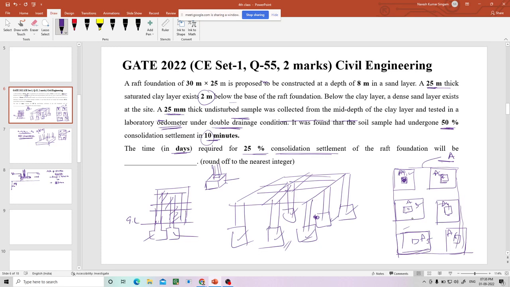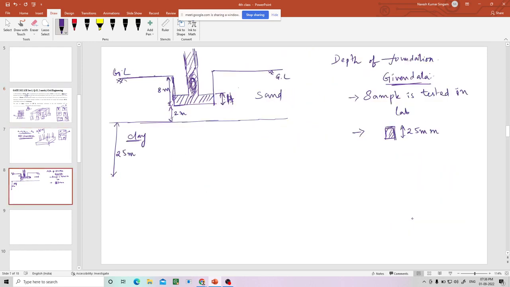So here they are asking 25% of the consolidation settlement of the raft foundation. That means they are talking about the field condition now. They have given the data of the laboratory and they are asking us to find out the consolidation settlement in the real field. Okay, let us write.